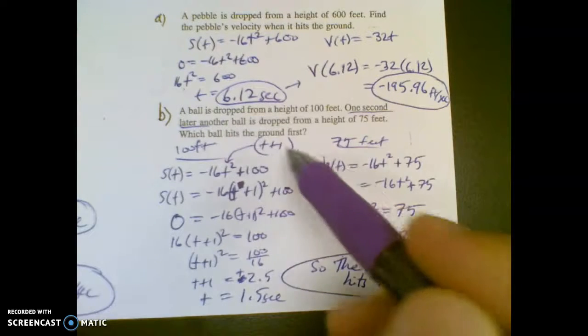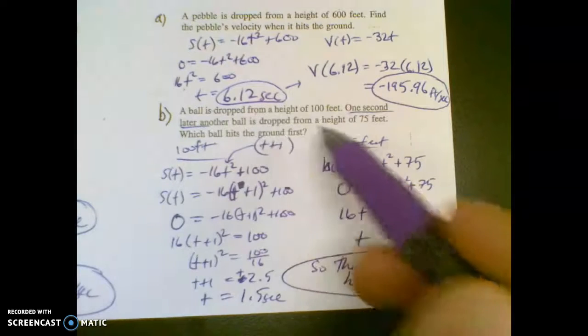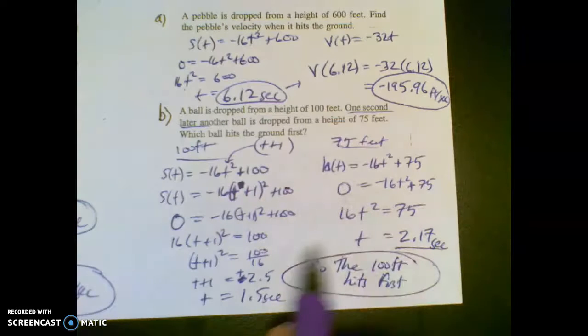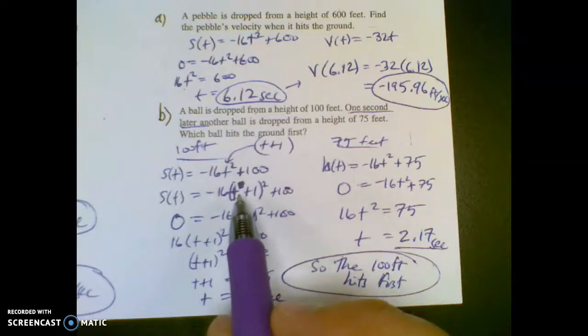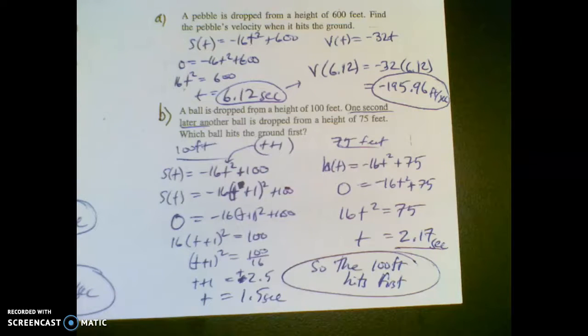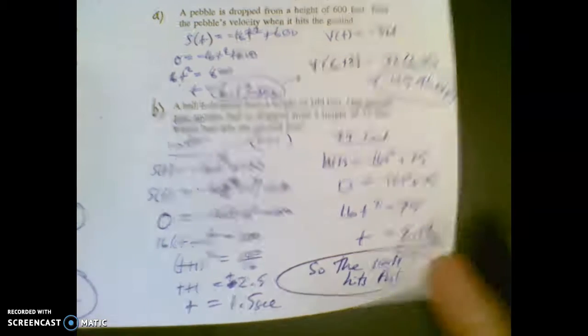Here's one comparing a ball dropped at 100 feet and a ball dropped at 75 feet. I compare their times, and I added 1 second to here because it gets to fall for a second more since you dropped it earlier. Yeah, so you can pause that, take a look at them because I want to spend a little more time on the other page. Don't do number 4. Don't worry about it. It's too crazy.